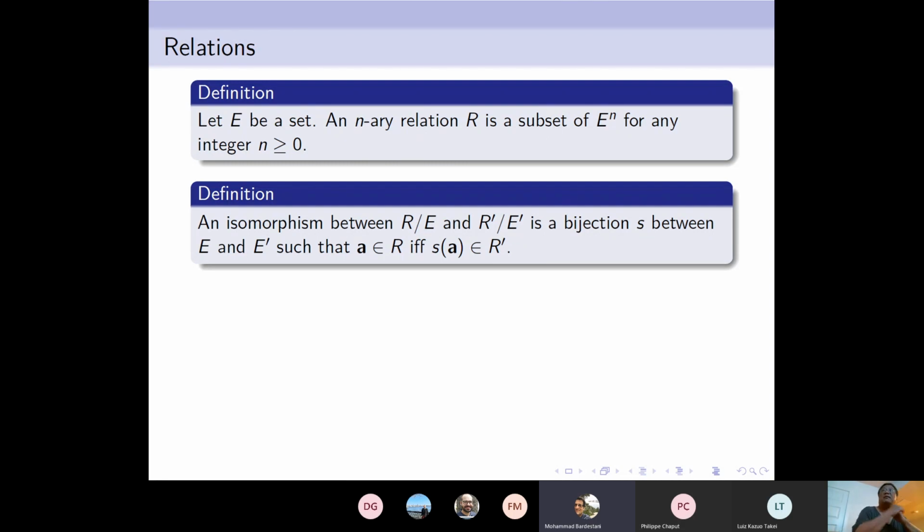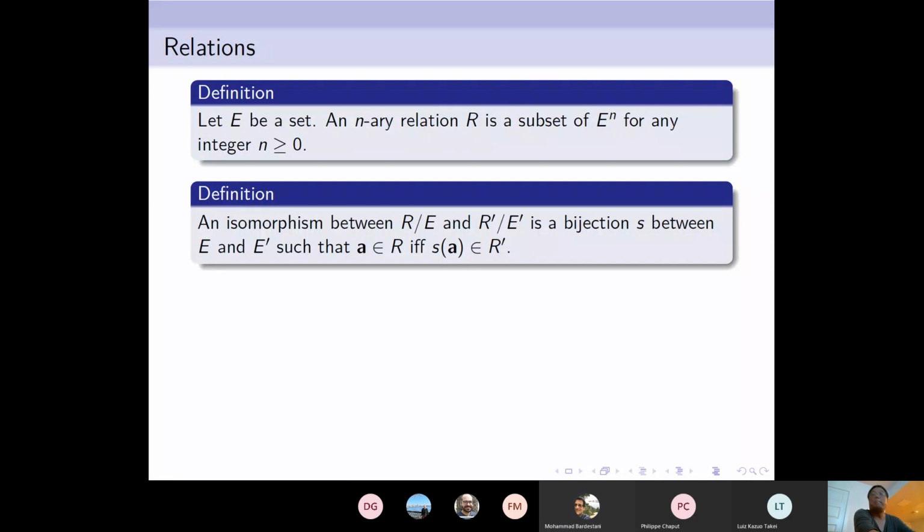So R is a subset of E^n. This bijection S is between E and E prime. So what do you mean by S of A, where A is an element in R? R prime and R have the same n, so every element in R and R prime has the same number of components. Both R and R prime are subsets of E^n for the same n. Okay, thank you. Now it makes sense.